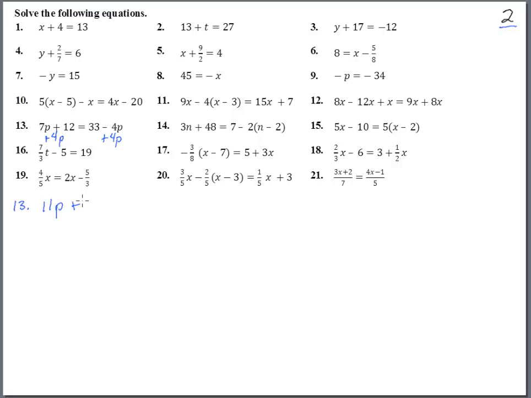11p plus 12 equals 33. Subtract 12, and we get 11p equals 21. And divide by 11, and we get p equals 21 over 11.